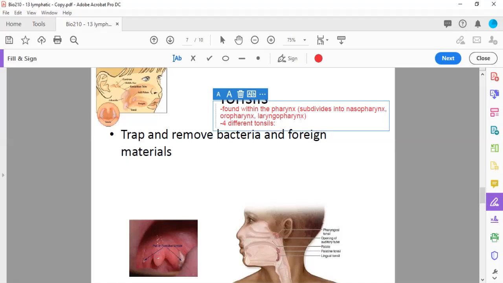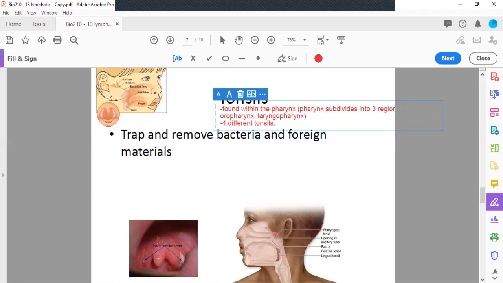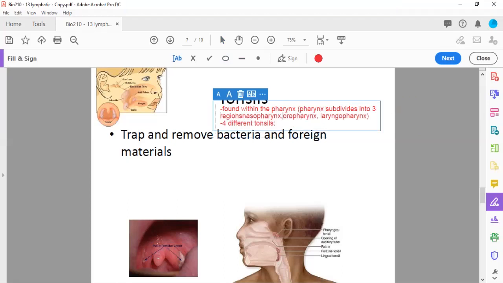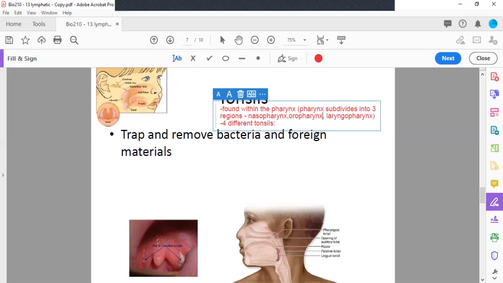Okay, let me give you a brief breakdown of the pharynx. The pharynx is known as your throat. The pharynx subdivides into three regions. The three regions are known as nasopharynx, oropharynx, and laryngopharynx. So let's begin with this right here.